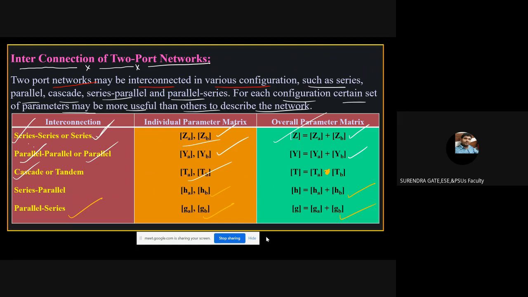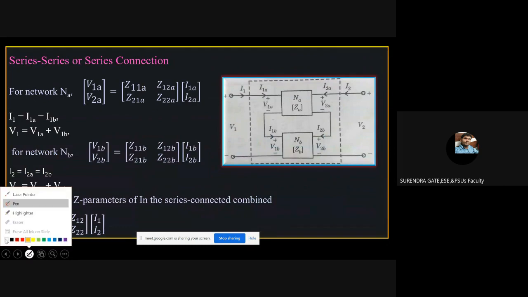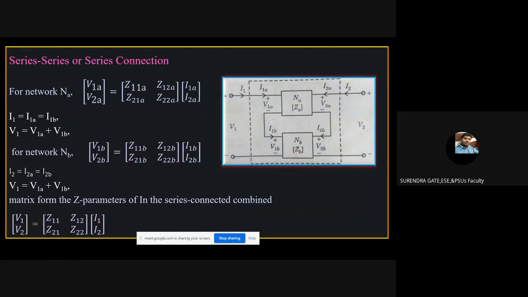In a cascade, in an interconnection of two-port networks. Clear, friends? Please concentrate. Now we'll see what exactly the series connection and the parallel connection are. This is the series connection. Let's consider two two-port networks, network A and network B.